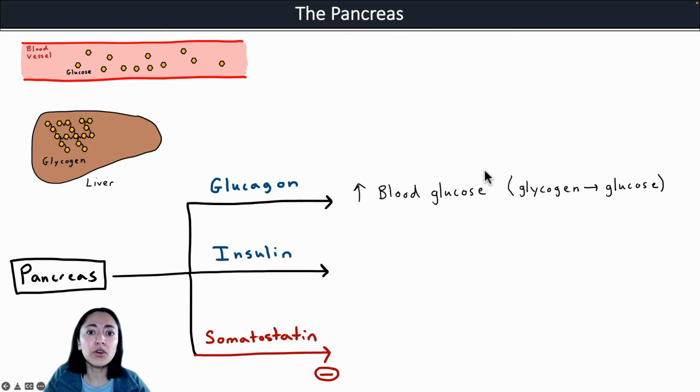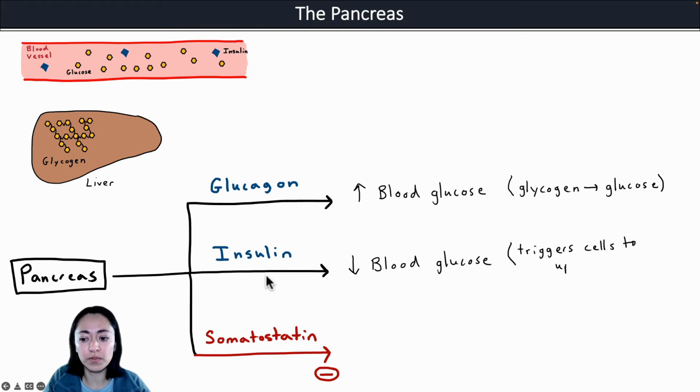Now, if our blood glucose levels are too high, though, we're going to want to store some of that glucose, or in other words, we might want some of our cells to take up that glucose and use it for energy. So insulin is going to be really important because insulin is a hormone that lowers our blood glucose levels. And one of the ways that it does that is it triggers cells in our body to take up that glucose.